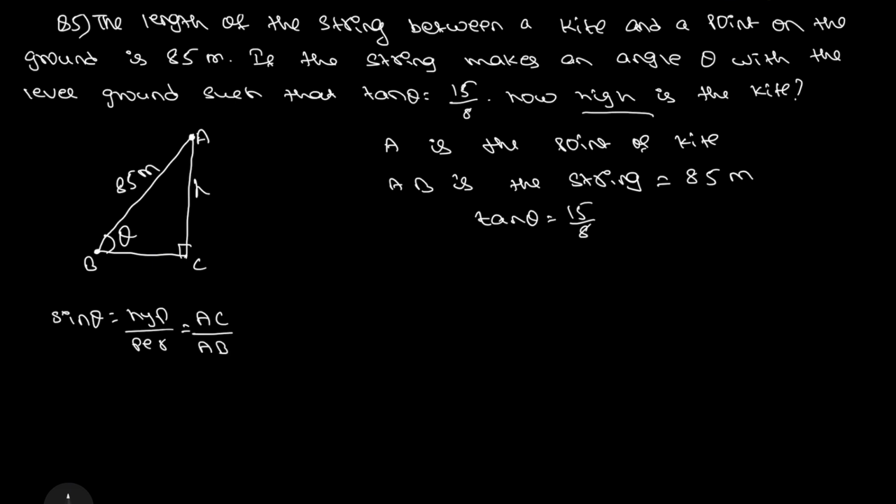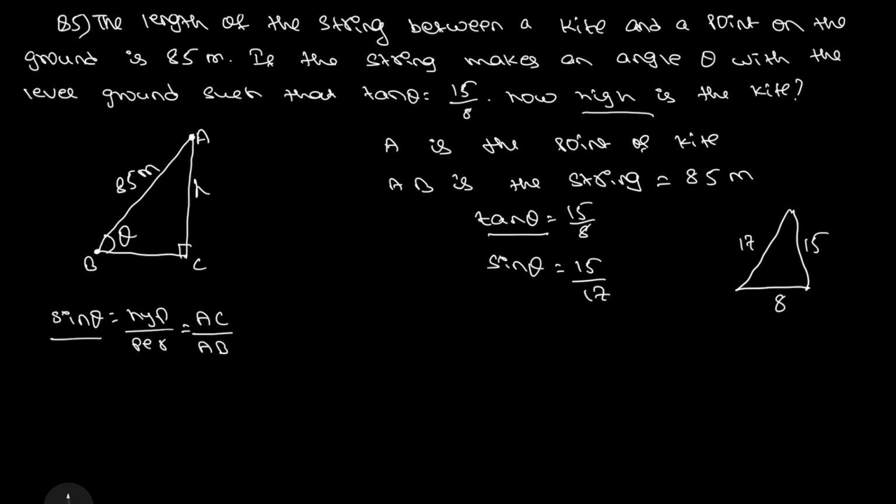So as of now, leave it aside. From this given tangent value, we can find our sine. So here our tan will be 15 and 8. From these two values, we can find our hypotenuse, which is 17. So from this, we can find our sine value is equal to 15 by 17, right?